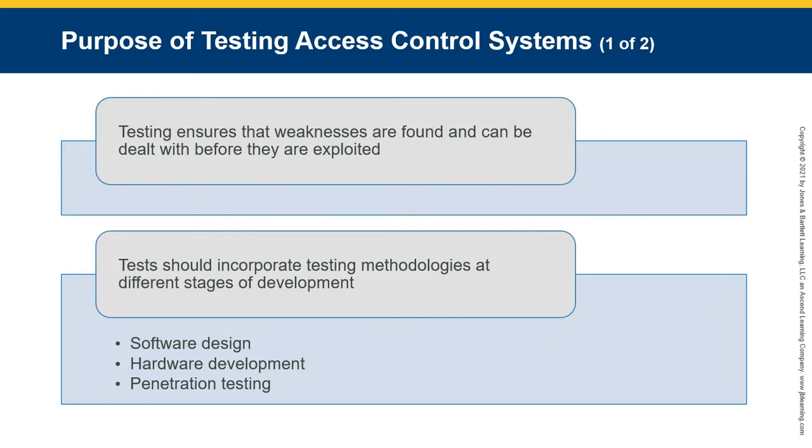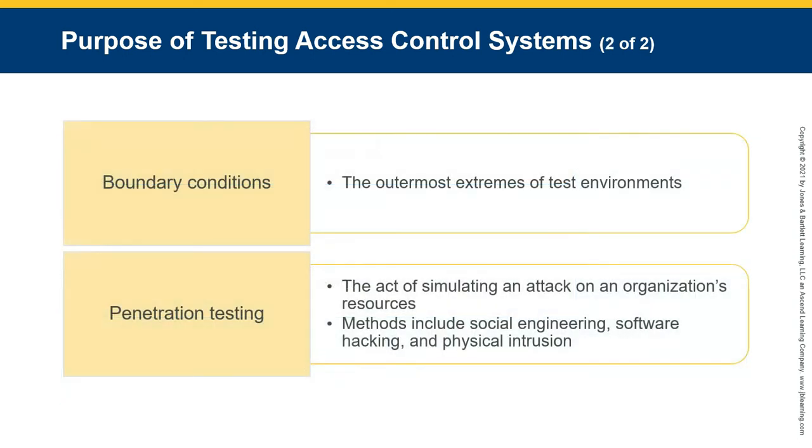Purpose of testing access control systems. Testing ensures that weaknesses are found and can be dealt with before they are exploited. Tests should incorporate testing methods and different stages of development: software design, hardware development, penetration testing. Boundary conditions are the outermost extremes of test environments. Penetration testing is the act of simulating an attack on an organization and resources. Methods include social engineering, software hacking, and physical intrusion.